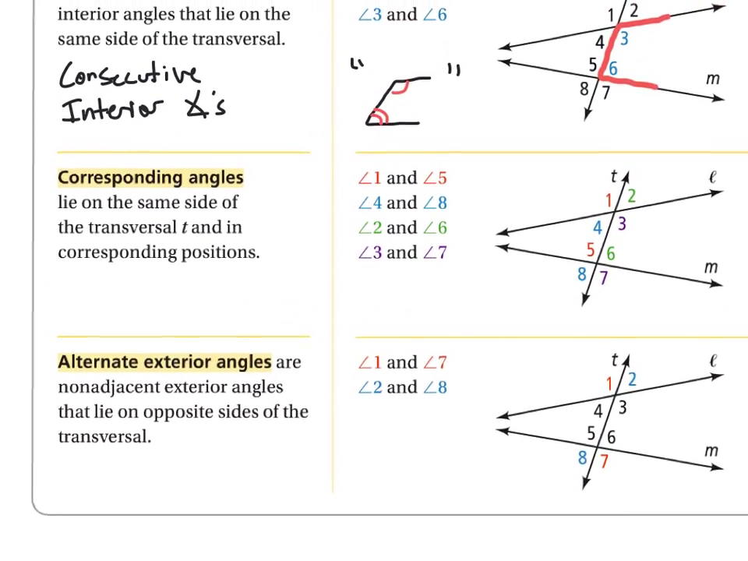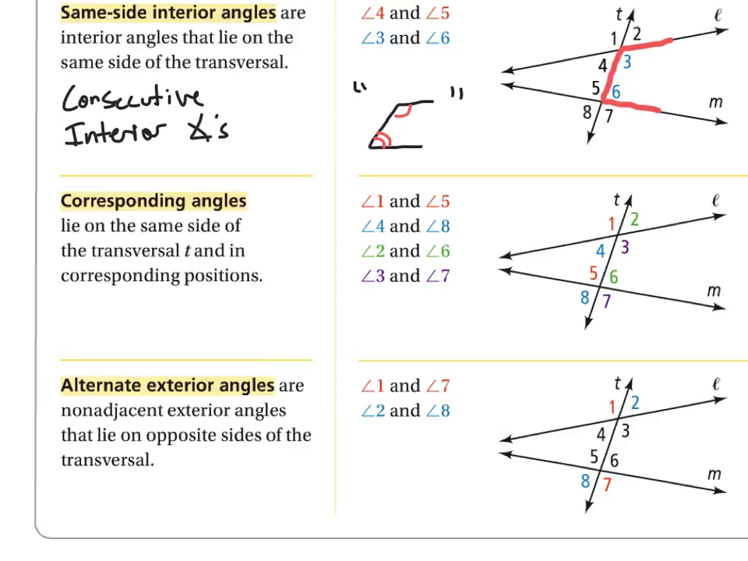All right, then we have corresponding angles. Corresponding angles. You have to look at the individual intersections. So for example, if I look at just this top intersection, okay, and then I look at this bottom intersection, notice that angle 3 up here is on the bottom right side of that intersection, correct? Angle 7 down here is also on the bottom right side of the intersection. So therefore, angle 3 and angle 7 are corresponding angles. Okay, they are on the same side of the transversal and in corresponding positions.